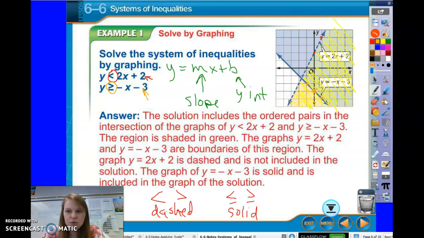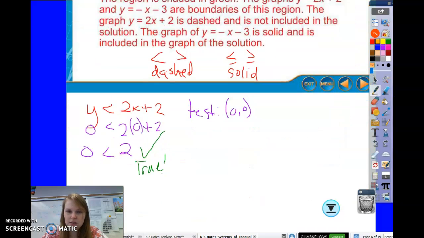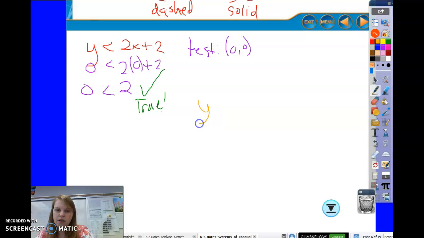So next we need to figure out, is this going to be shaded above or below that line? So y is greater than or equal to negative x minus 3. Let's go ahead and test the same point. Let's test 0, 0. That sounds easy. If we test 0, 0 again, we're going to do the same test.